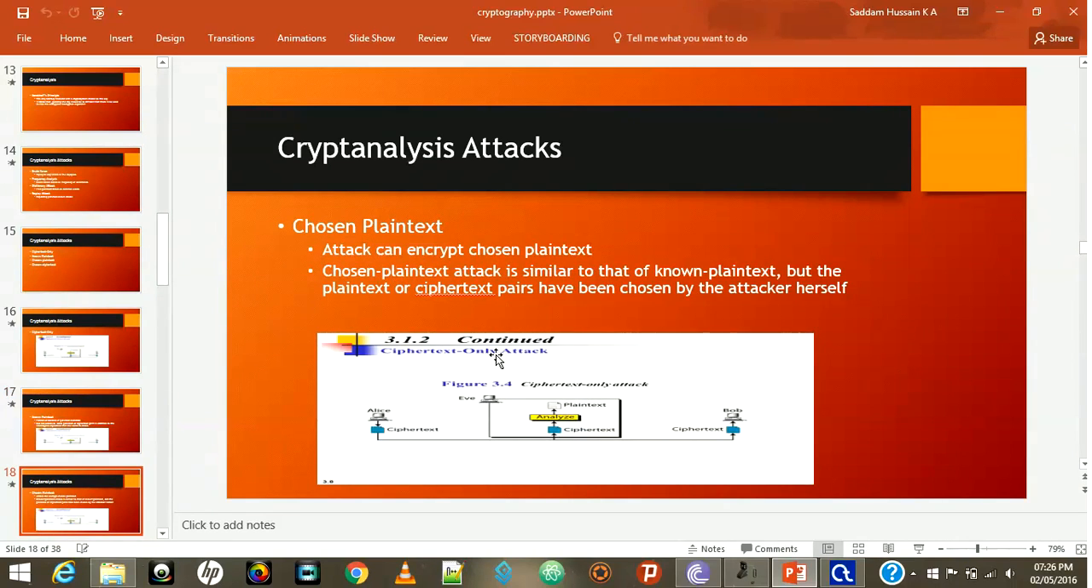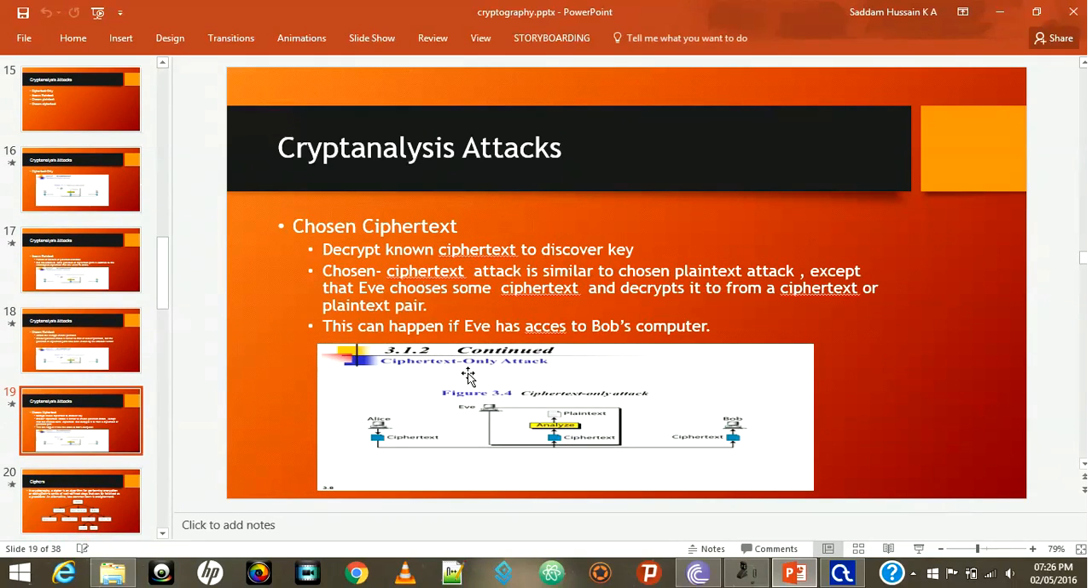Then you have chosen plain text. Chosen plain text is similar to known plain text, but the plain text or ciphertext pairs have been chosen by the attacker herself. That is, in chosen plain text Eve chooses some plain text to check the decrypted message sent by Alice. Okay, that is chosen plain text.